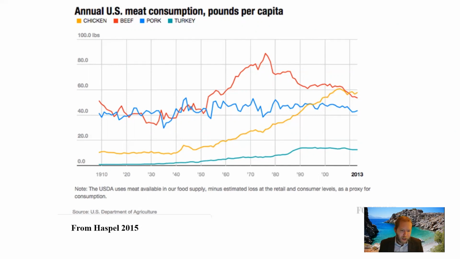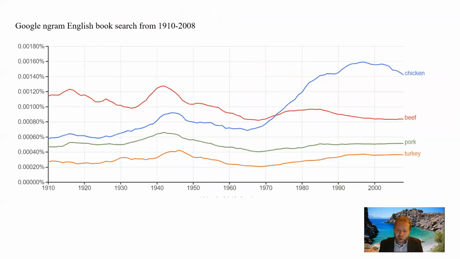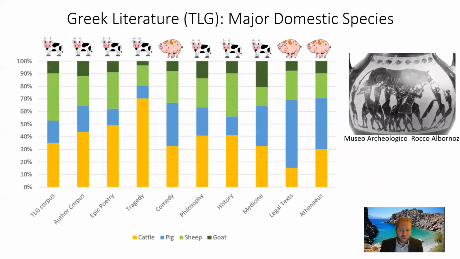If we do a quick search of the words chicken, beef, pork, and turkey in English books, courtesy of Google Ngrams, this actually tracks pretty well. Chickens start becoming more common, and they overtake beef in the 70s before they do in our diets, but there's an interesting sort of correlation here. So why does this correlation not exist in ancient Greek literature and ancient Greek bones? And so this is really fascinating.